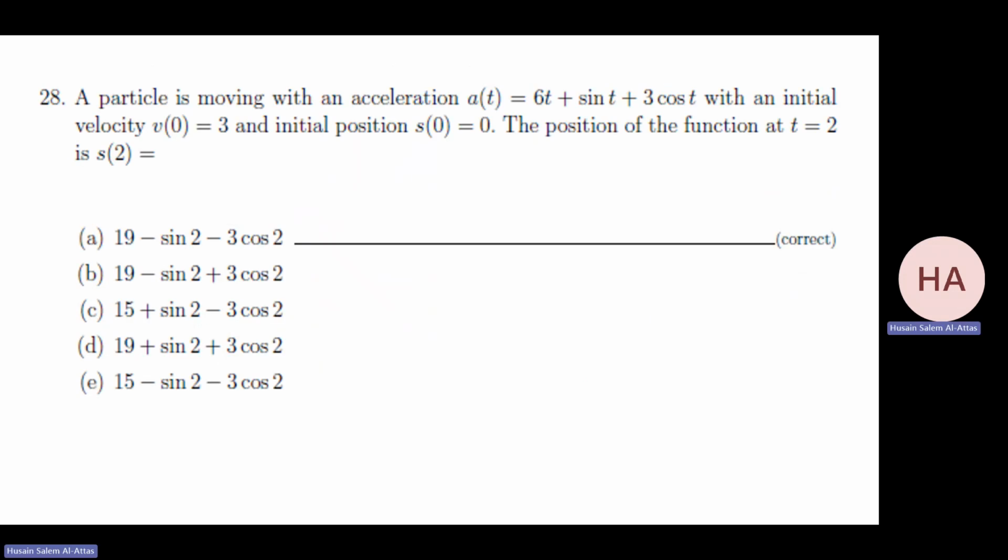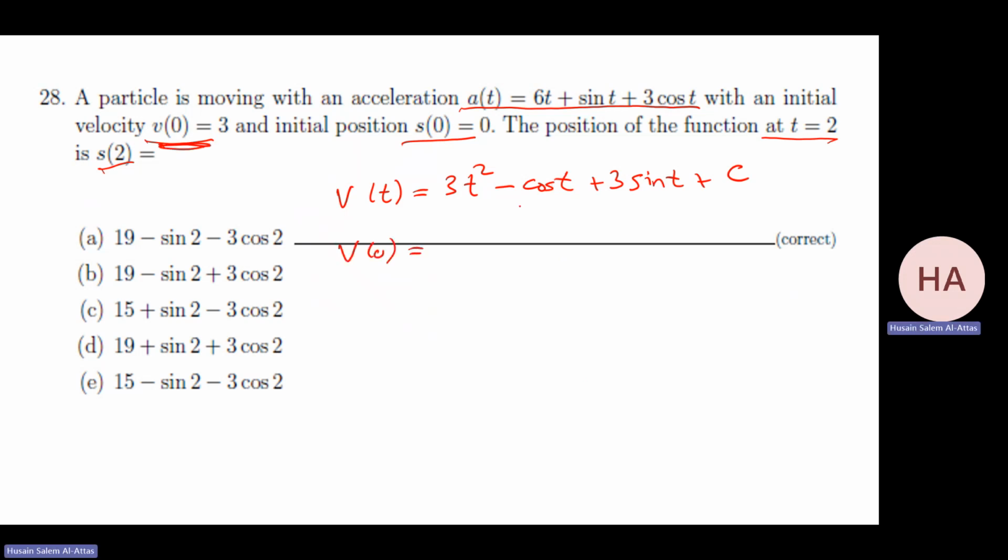Okay, a particle is moving with an acceleration. This is the acceleration function. Okay, initial velocity, initial position. You want the position at t equals 2, s of 2. So I need to integrate: v at t will be 3t squared minus cosine t plus 3 sine t plus c. I'll use this. V at 0 will be 0, have minus 1, sine 0 is 0, plus c equal to 3. So c equals 4.